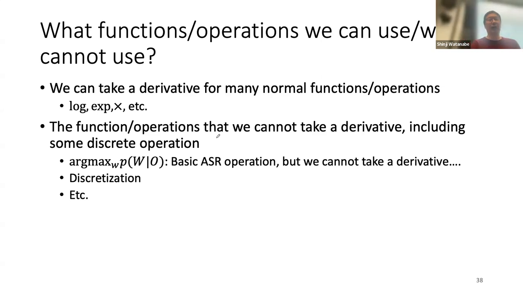Most of the functions we can take a derivative of, but the most basic operation, argmax, with which we finally get the speech recognition result, doesn't have a derivative. So this part is used outside the neural network. But for almost all the operations, we do get the derivative, and then we can use them.